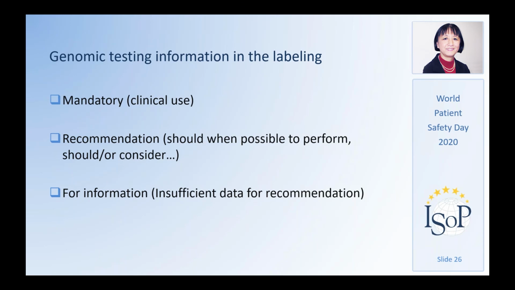So what do we find in the labeling regarding genomic testing information? There are 3 tiers of information. One is mandatory for the testing. One is recommendation, could be a strong recommendation, could be a weaker recommendation. And one is for information, when the data are insufficient to make a recommendation.